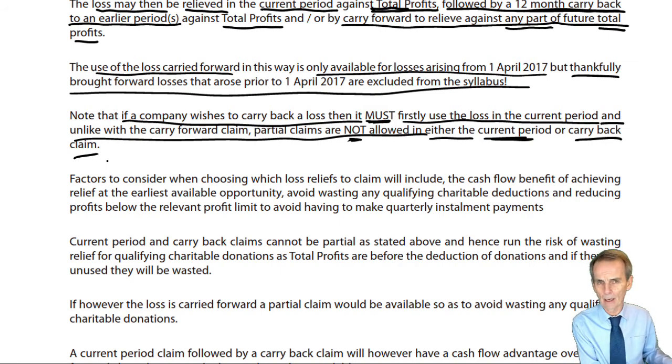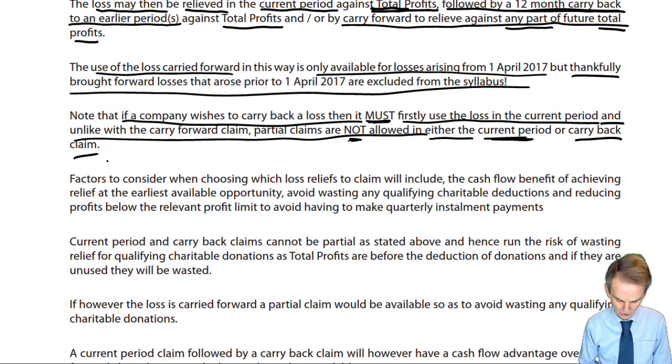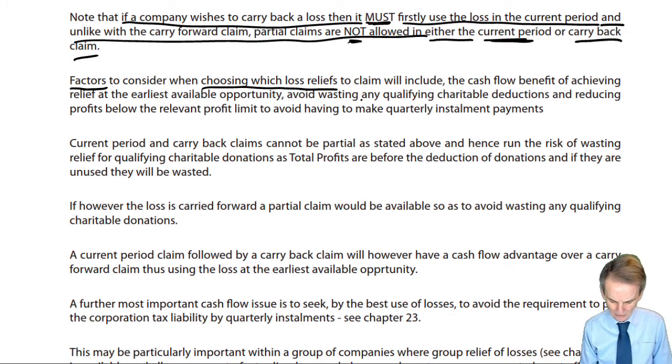When we carry forward, either because we've chosen to do that in preference to the current or carryback claims, again they go against total profits. That's where you show them after total profits on your answer page here. But you can choose to limit that claim so as to avoid wasting the qualifying charitable donations. Now that's summed up in terms of these factors that we need to consider when we are asked to advise and therefore choose the loss reliefs, choosing which loss reliefs to claim.